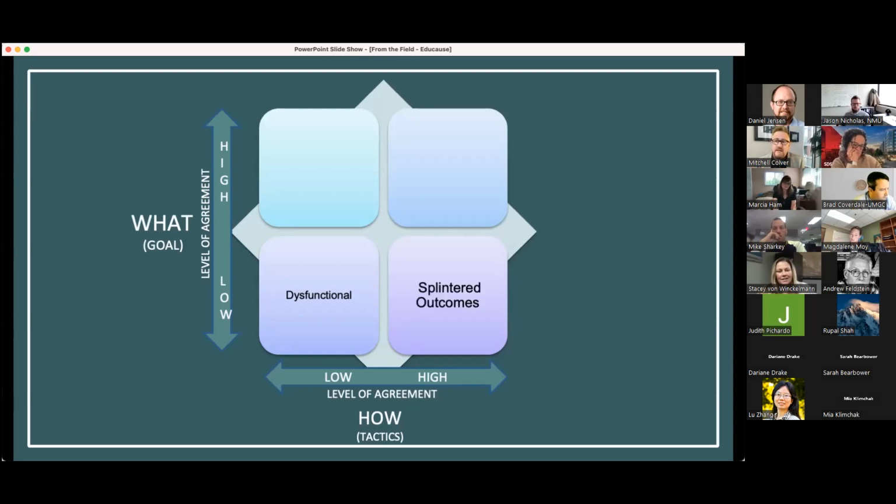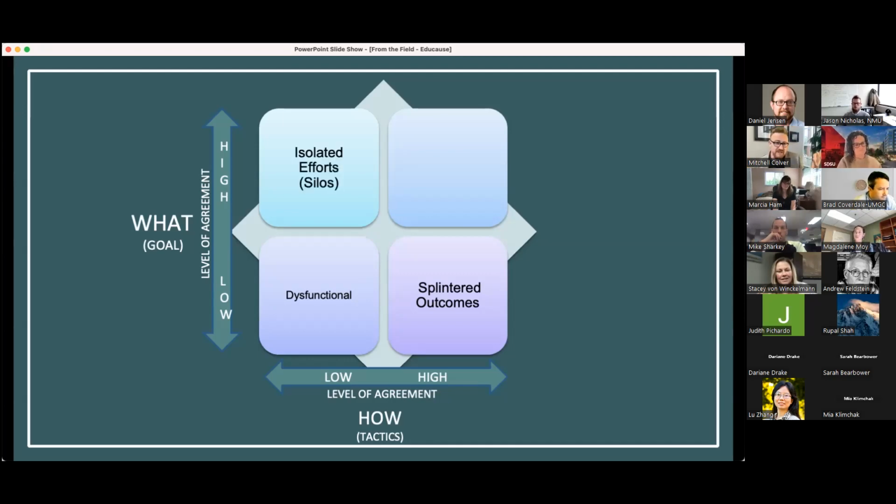The next and probably most common form of organizational structure is really high agreement on the tactics that are deployed, which is like, oh, we know what recipes to follow, but low agreement on what the ultimate goals are and what the key, most important goals are. And so this leads to splintered outcomes because oftentimes the left hand is doing one tactic and it's running at cross purposes to what the right hand is doing.